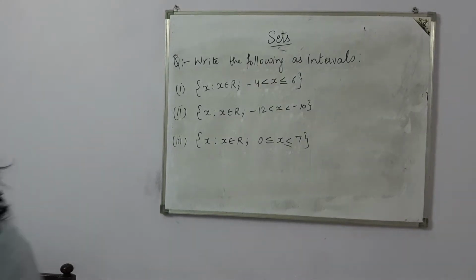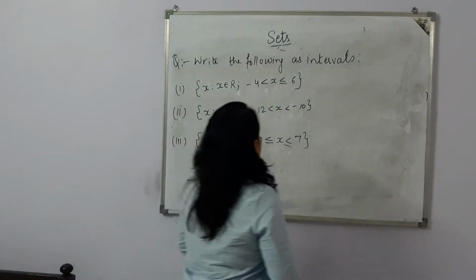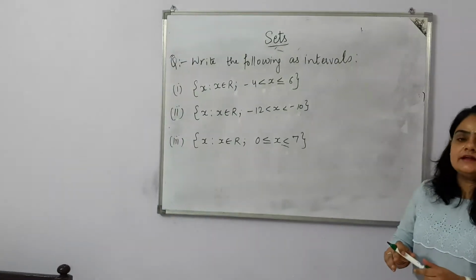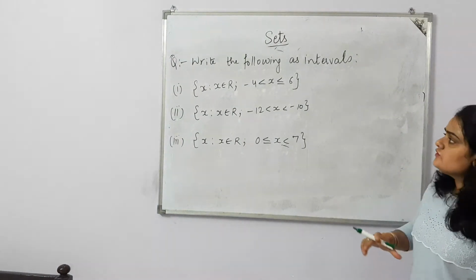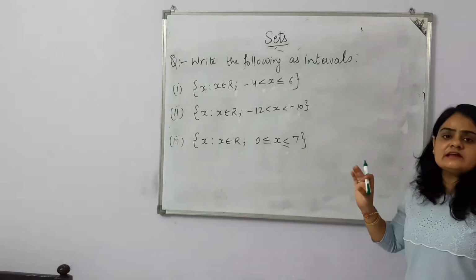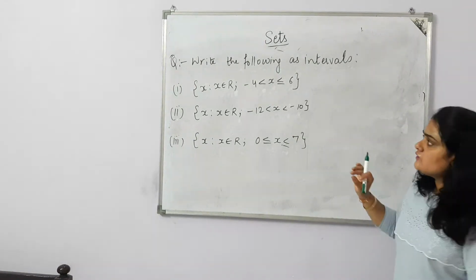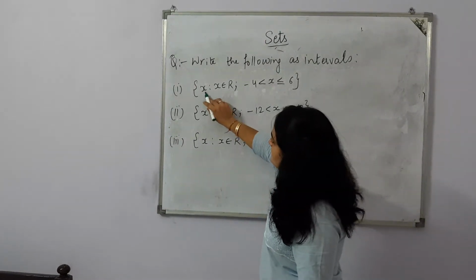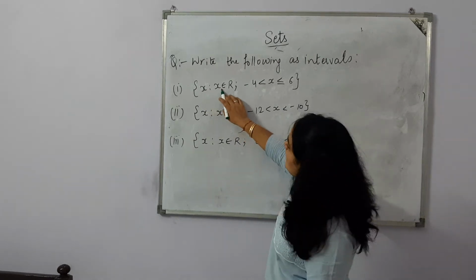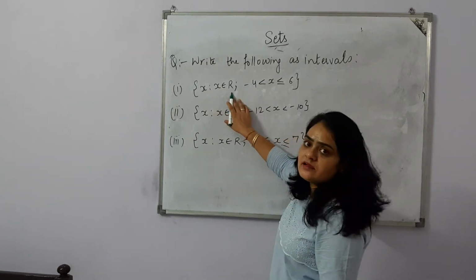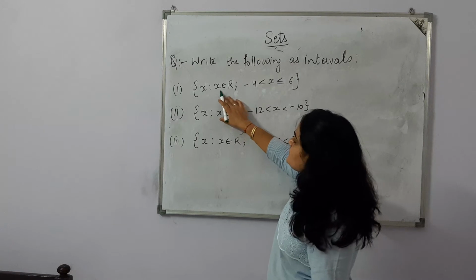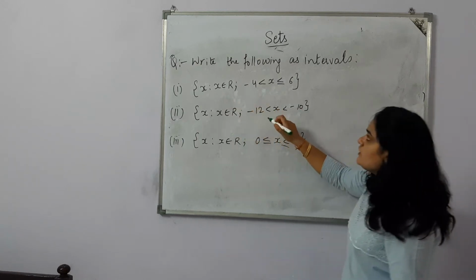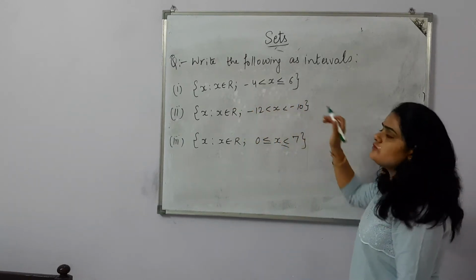Now the next question is, write the following as intervals. We did intervals in the last lecture even. So intervals are related when we are talking about reals. So the first part is x, and what are the conditions of x? x belongs to R, means reals. Of course it should be reals. The first condition is fulfilled here. So x belongs to R and x is lying between -4 to 6.